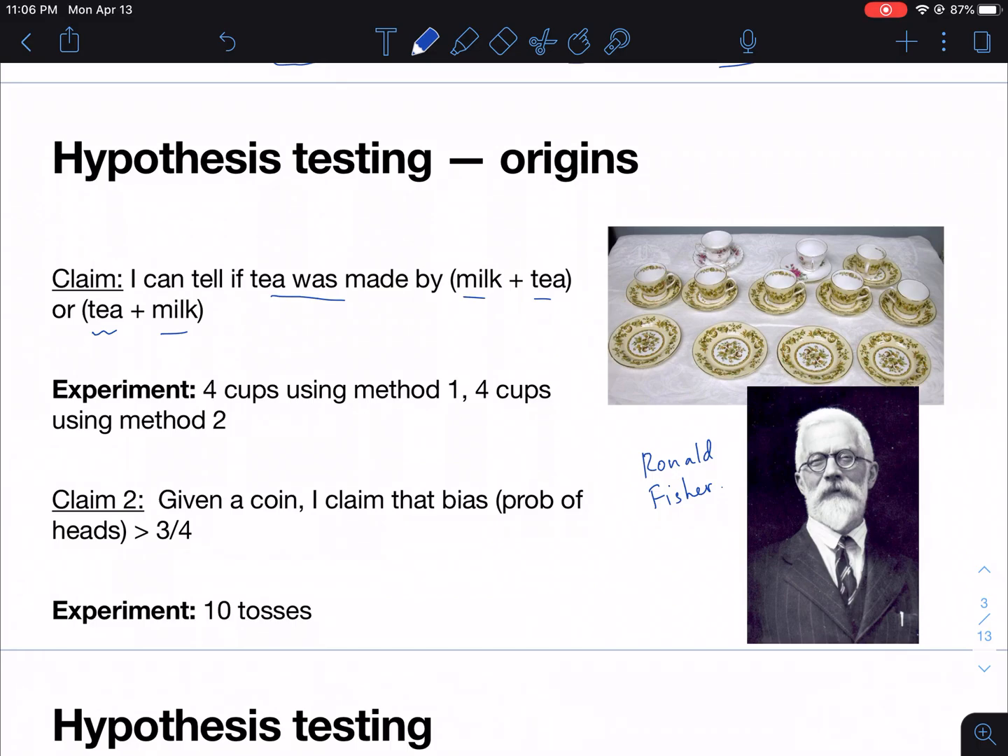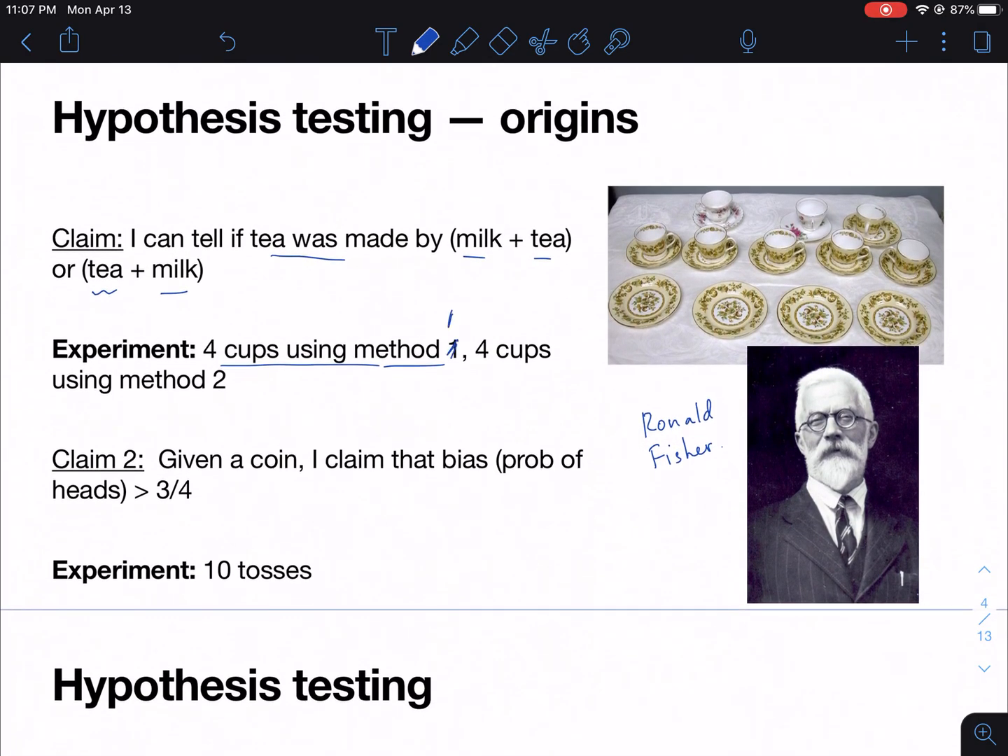Okay, and it seems like one should not be able to tell the difference between these two, but she claimed that she was able to tell the difference, and then Fisher came up with a test, or an experiment where he had 4 cups that were made using method 1, 4 cups using method 2. Sorry, let's call them method A and B, because that's the notation that I'm going to use later. Okay, method A and method B. Okay, and he knows, of course, what the true labels of these cups were, and then he permuted these cups in random order, presented them to the lady. Okay, so that's the experiment.